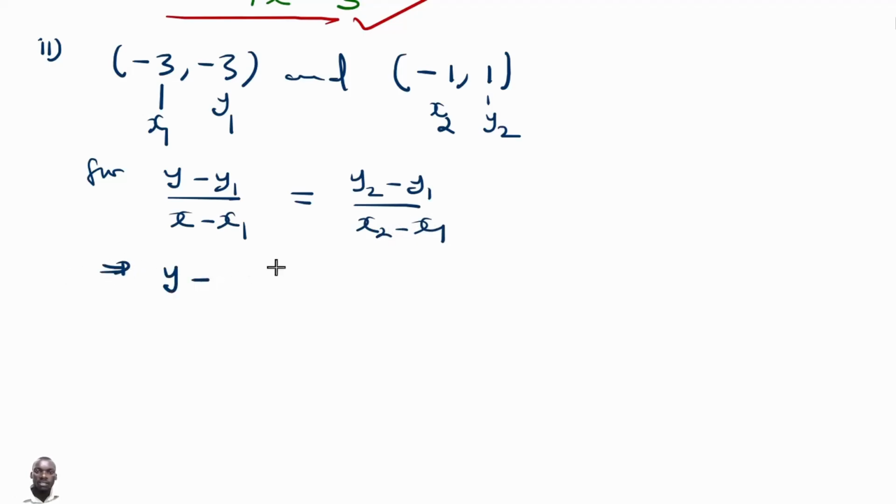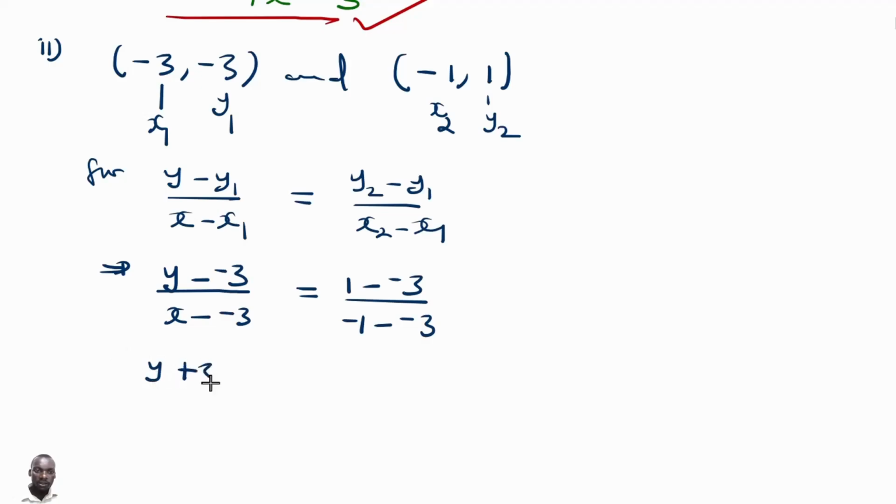So y minus the y1, which is negative 3, divided by x minus the x1, which is negative 3, equals the y2, which is 1, minus the y1, which is negative 3, divided by the x2, which is negative 1, minus the x1, which is negative 3. So we need to simplify. We now have y plus 3 divided by x plus 3 equals 1 plus 3, which becomes 4, divided by 2.